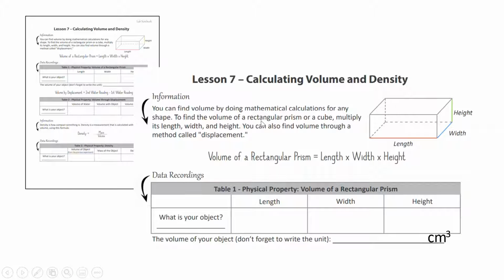To find the volume of a rectangular prism or a cube, multiply its length times the width and the height. You can also find volume through a method called displacement. We're going to do that later. We've already done it actually before. But anyway, volume of a rectangular prism right here is equal to the length times the width times the height.